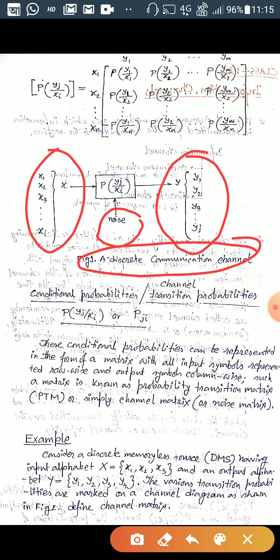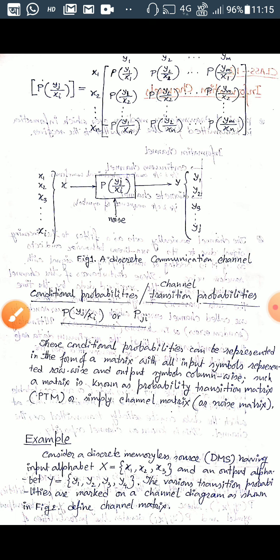With a simple example, I think it will be better to understand. Consider a discrete memoryless source DMS having the input alphabet x1, x2, and x3. That means the number of inputs is three, and the output alphabet y1, y2, y3, and y4. That means the total is four. So how will the discrete communication channel look?